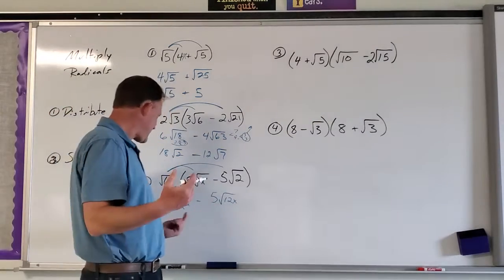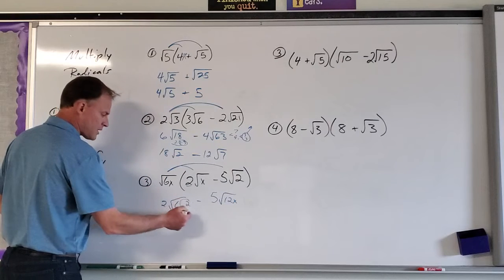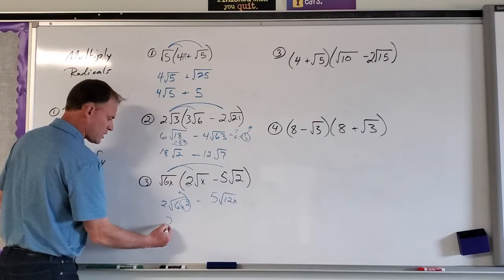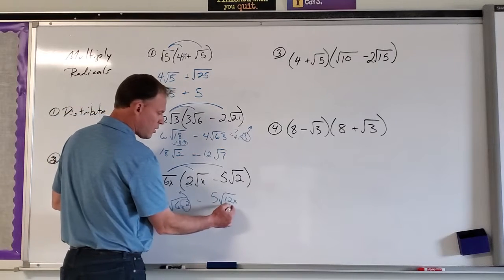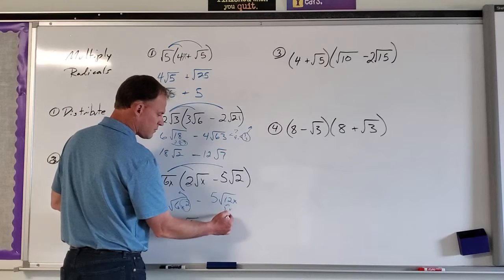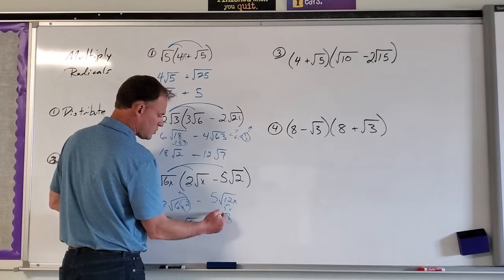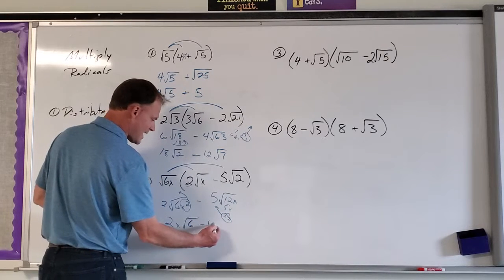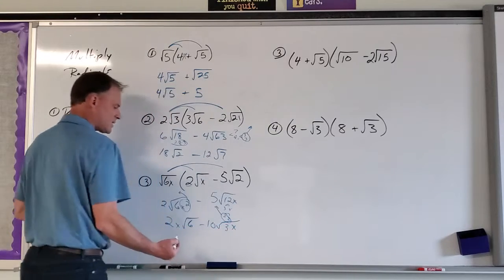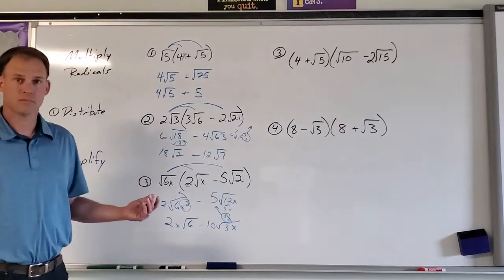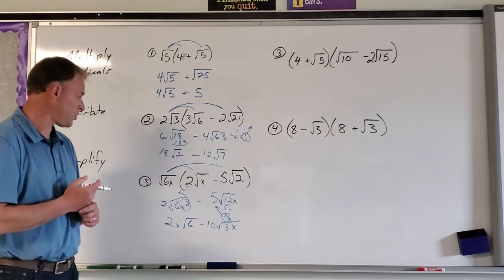Simplify if you can. The 6 doesn't simplify, but the x squared certainly will. So that's 2x out front, root 6. 12. 12 is 3 times 4, 2 times 2. So that's 10 root, I got a 3 and an x left in. All right, there you go.